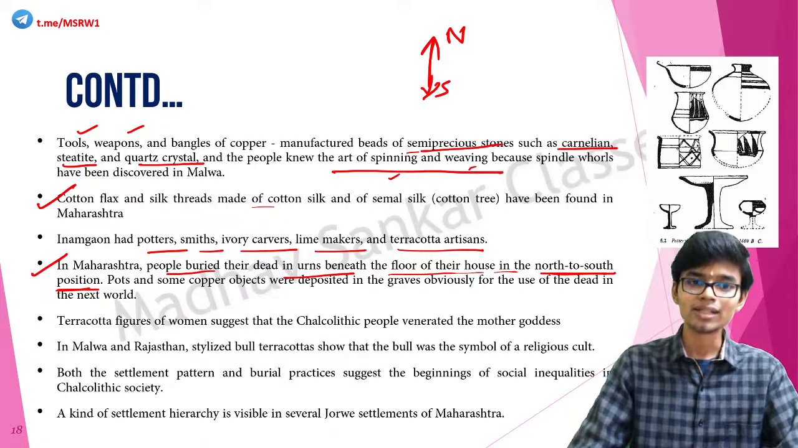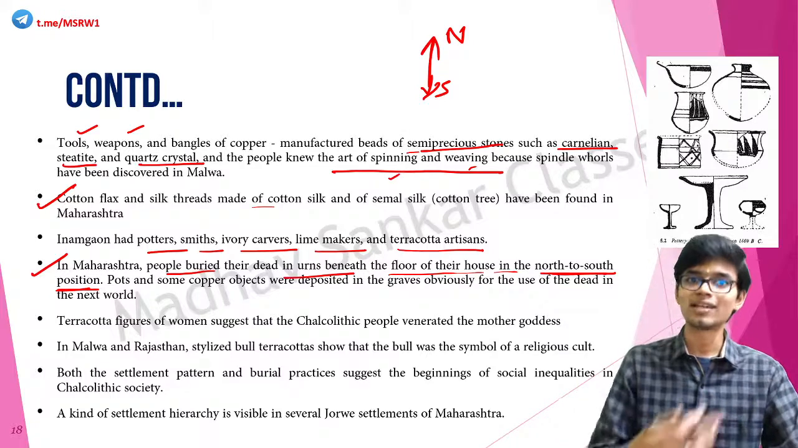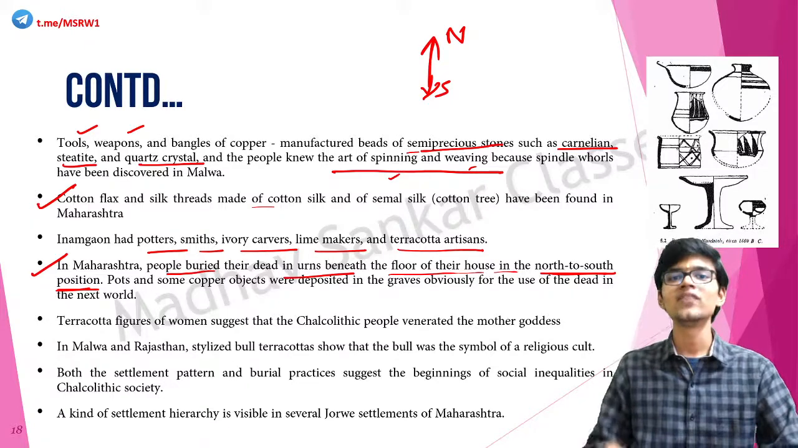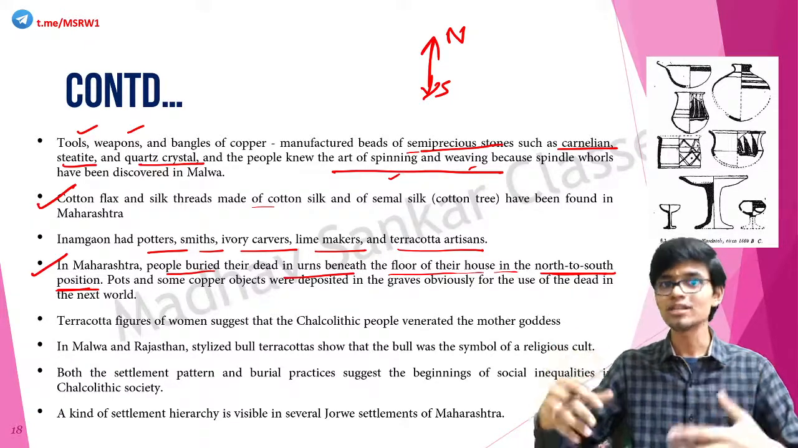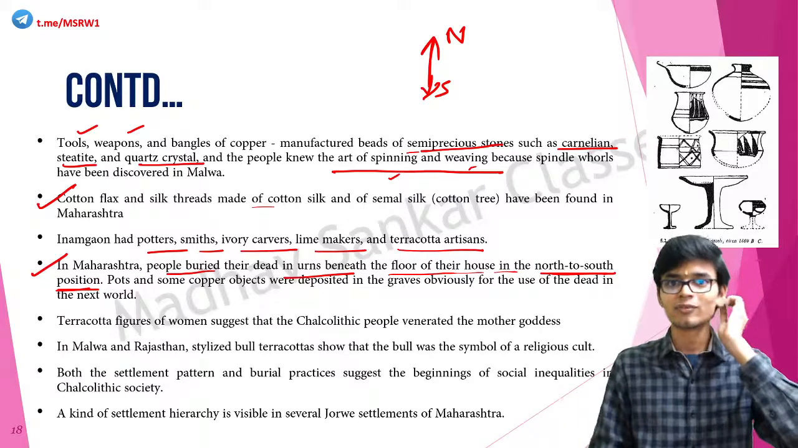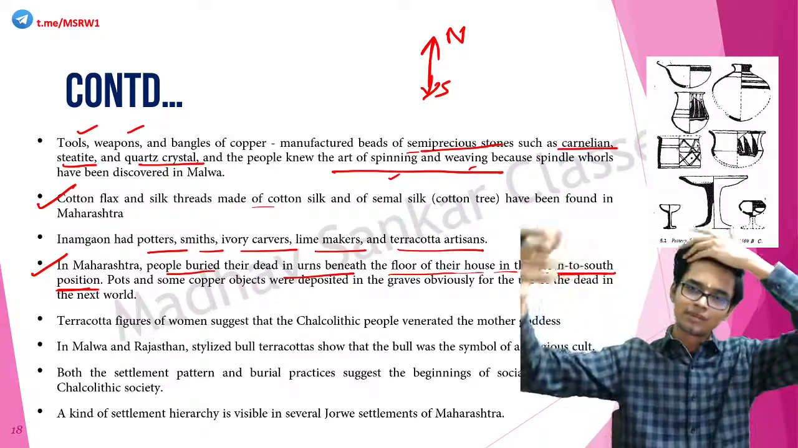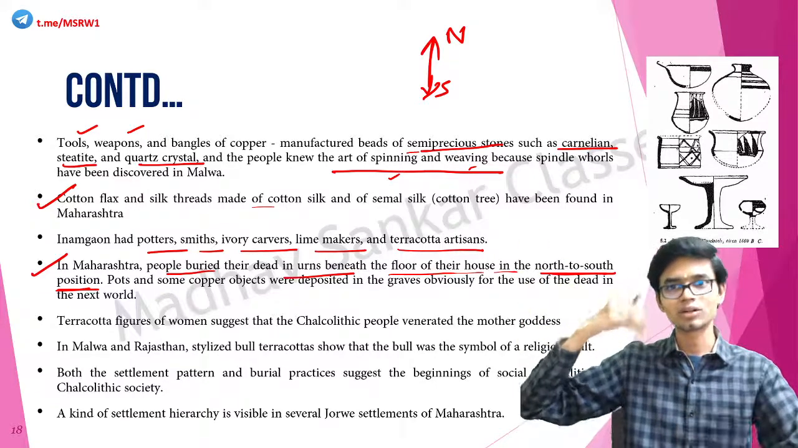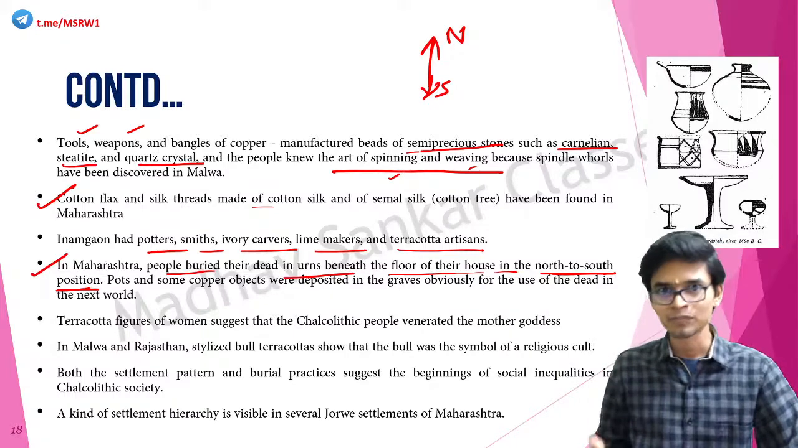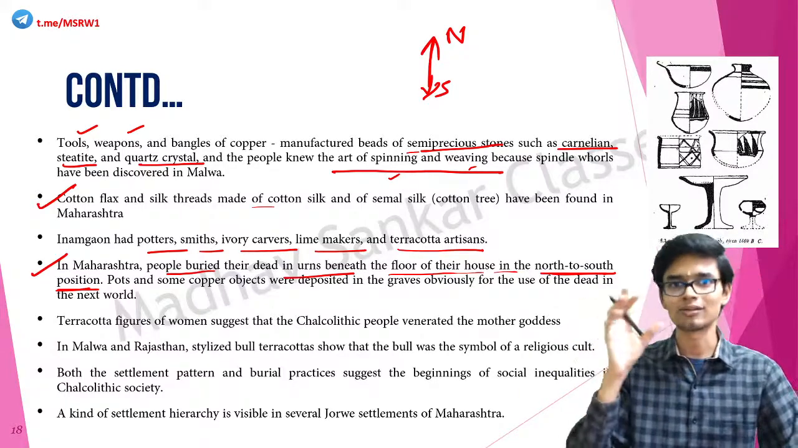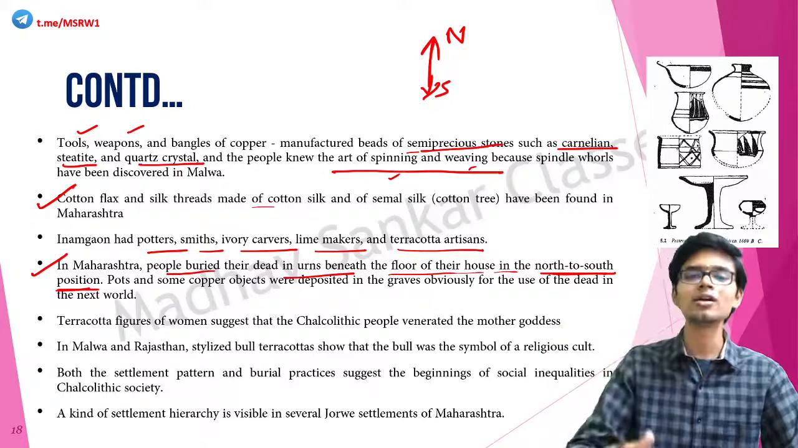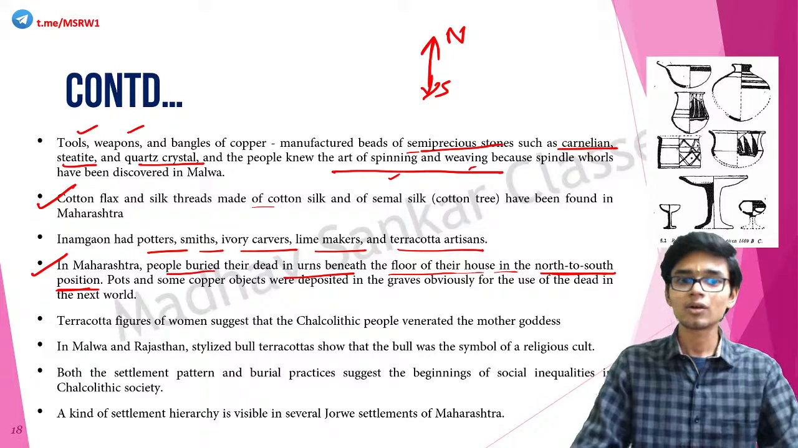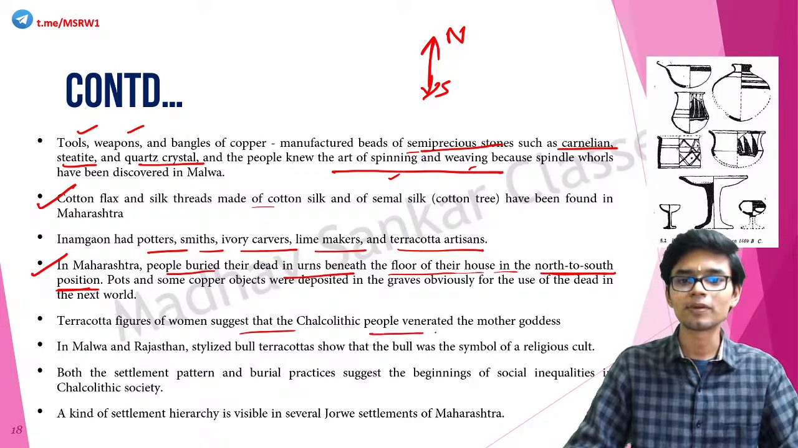Clear? Also, in this urn, we find some pots, some copper objects, etc., which obviously are for use in their afterlife. Once people are dead, they believed in afterlife, so they can use all these things there. Based on that belief, people also used to put copper articles and some pots with food content along with the dead, and they buried the whole thing together.